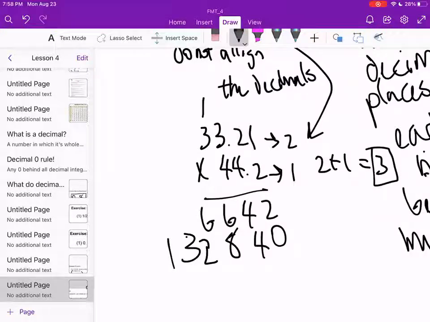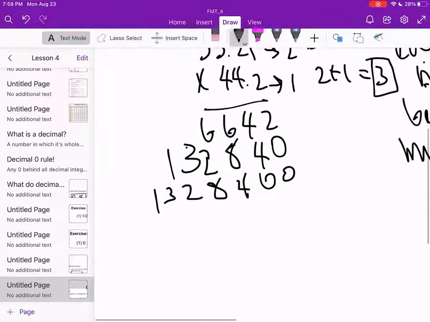And then I'm going to multiply by 4 again. So 2 0 places. 4 times 1 is 4. 4 times 2 is 8. 4 times 3 is 12. Put the 1. 4 times 3 is 12 plus 1 is 13. So now I'm going to add everything together.